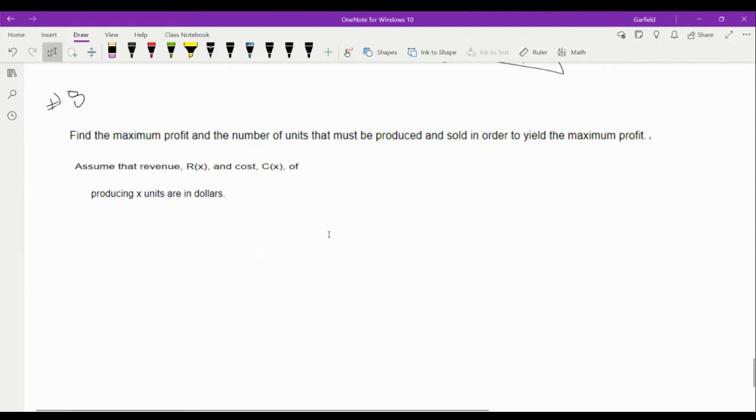Okay. All right, find the maximum profit and the number of units sold. So we're going to find maximum profit and the number of units sold that must be produced and sold in order to yield a maximum profit. Well, they gave us, I must have not copied something. They gave us the functions.